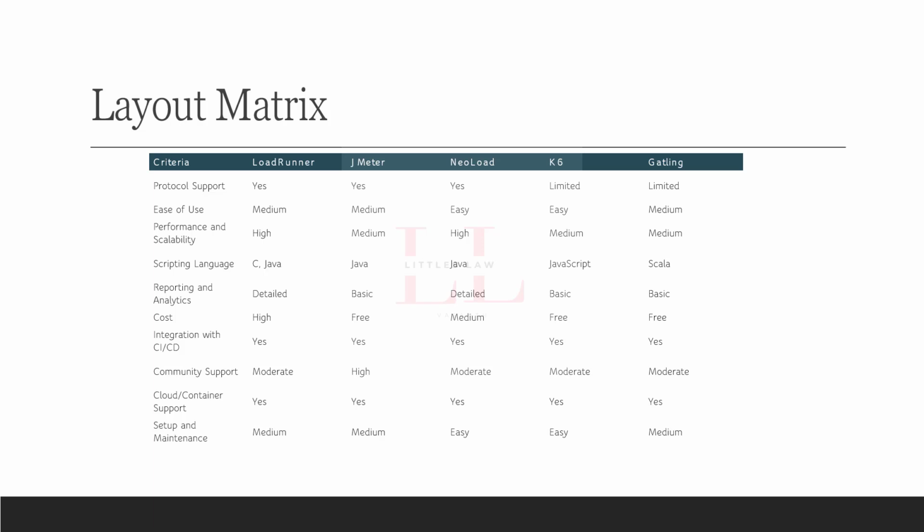And then the main factor, the cost factor. LoadRunner and Neoload are commercial tools, with LoadRunner being the most expensive due to its extensive features. JMeter, K6, and Gatling are free, or we can call them open source, which makes them cost-effective options for smaller teams or organizations with tighter budgets.